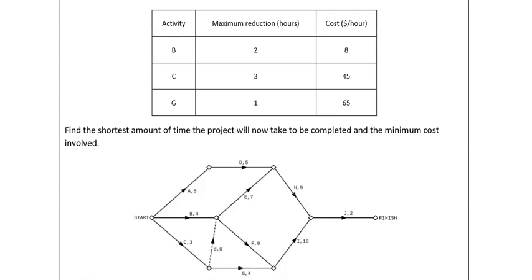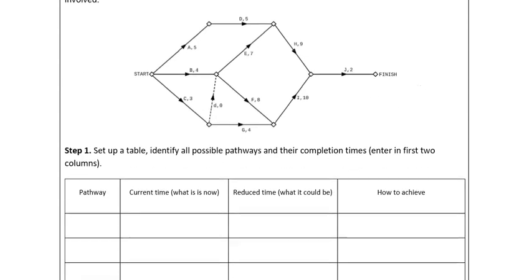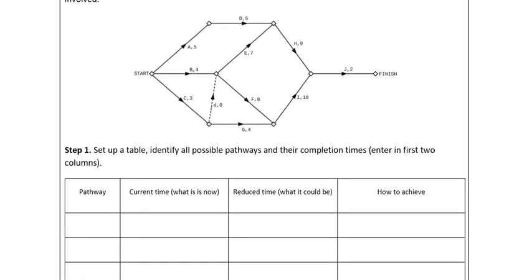So doing this just using the table method, we don't need to worry about doing a forward and backward scan. What we do need to do, though, is note down all of the possible pathways through the network. So in the table, firstly, I want to note down the pathway that goes A, D, H, I. So A, D, H, I. And how long does that pathway currently take? So that takes 21.